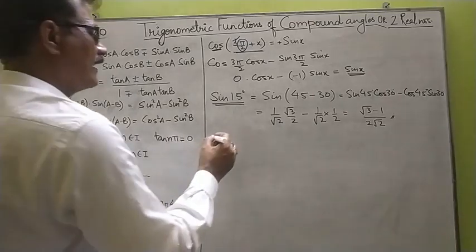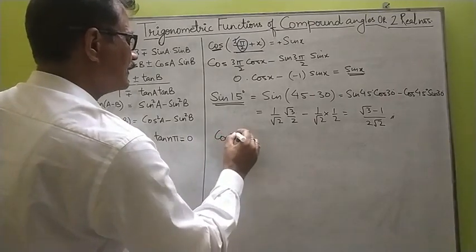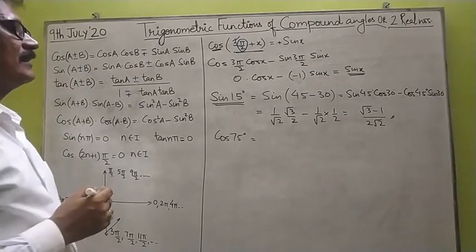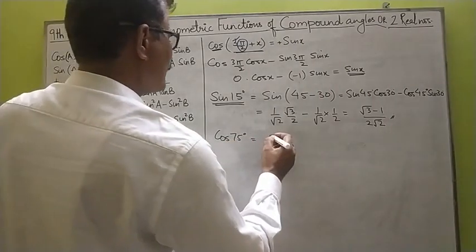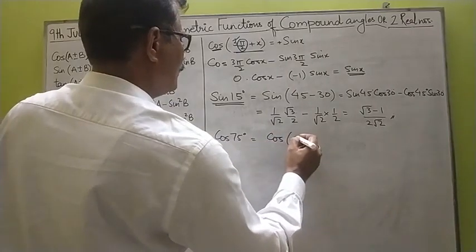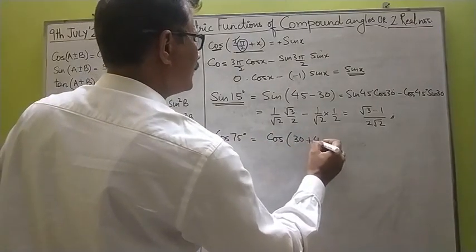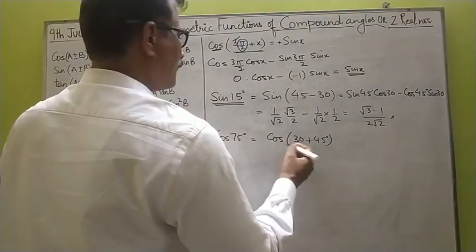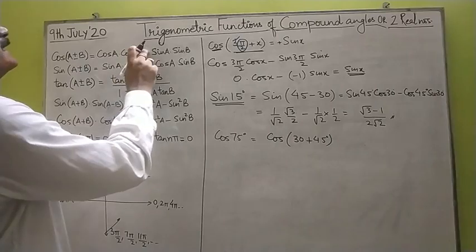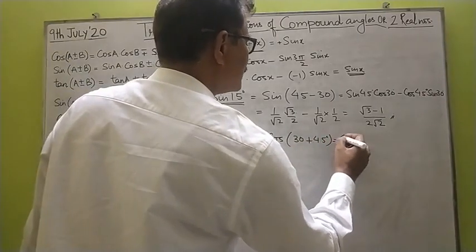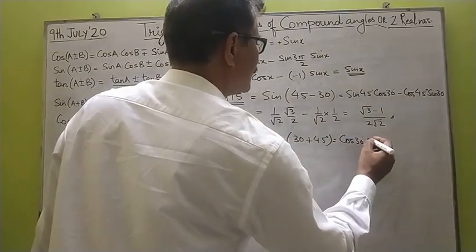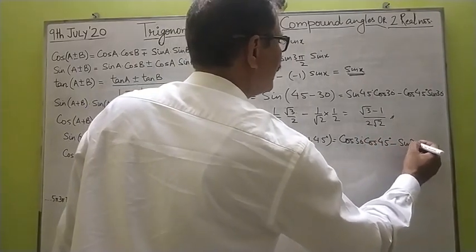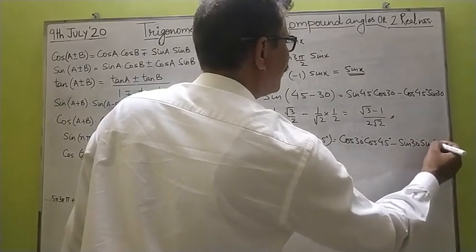Similarly, how can we find the value of cos 75 degrees? How can we write cos 75 degrees? Cos 75 degrees can be written as cos of 30 plus 45 degrees. The two standard angles, 30 plus 45, is 75. Now, using the formula of cos of a plus b, which is cos a cos b minus sin a sin b, I write here cos 30 degrees cos 45 degrees minus sin 30 degrees sin 45 degrees.